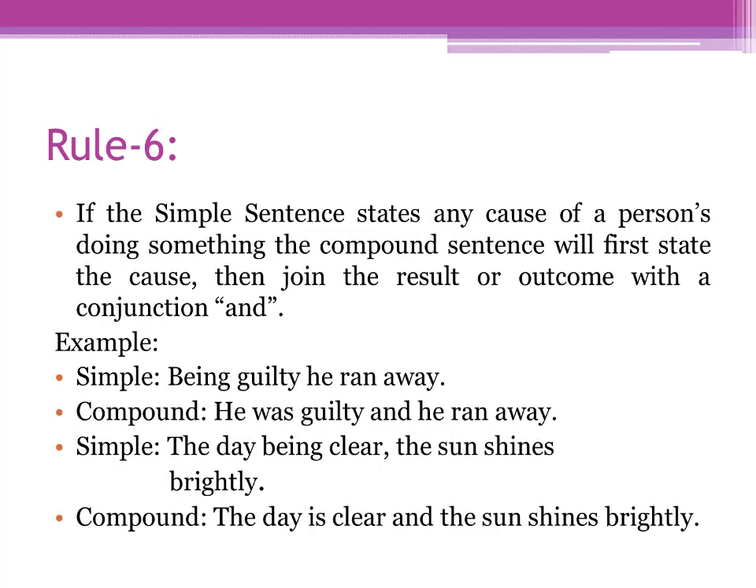Rule 6. If the simple sentence states any cause of a person's doing something, the compound sentence will first state the cause. Then join the result or outcome with a conjunction "and." Example: Being guilty, he ran away. Compound: He was guilty and he ran away. The day being clear, the sun shines brightly. Compound: The day is clear and the sun shines brightly.